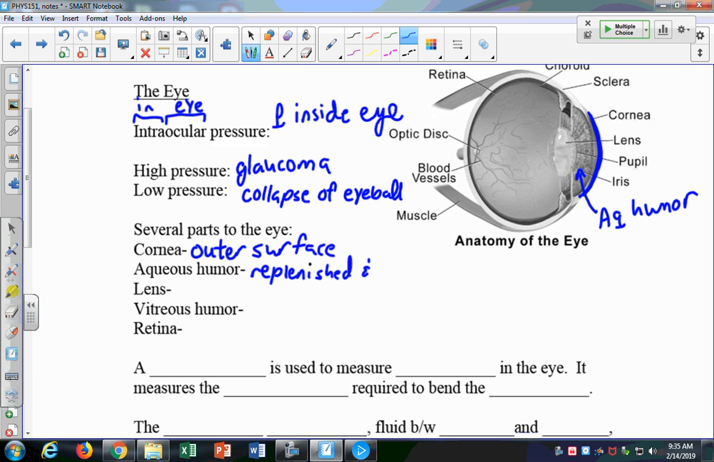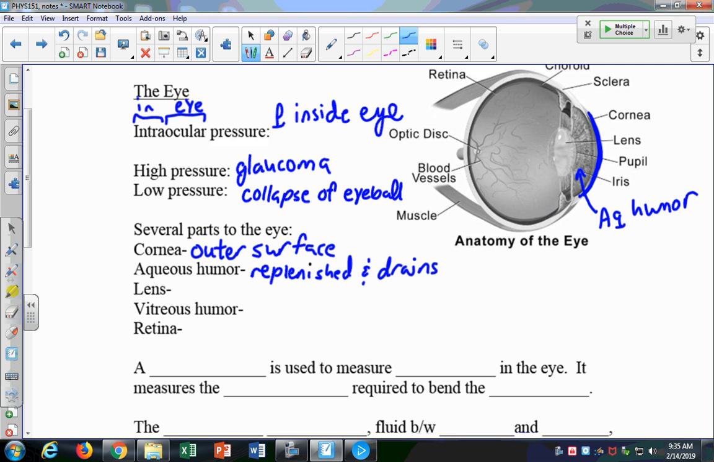And it drains. And you'll see that that's in contrast to the vitreous humor. So it's the liquid fluid that's right here, and it's continually replenished. It brings nutrients to the eye and takes away waste from the eye, the aqueous humor.